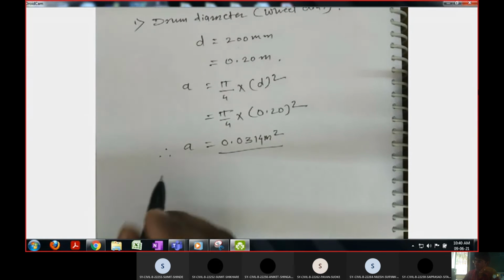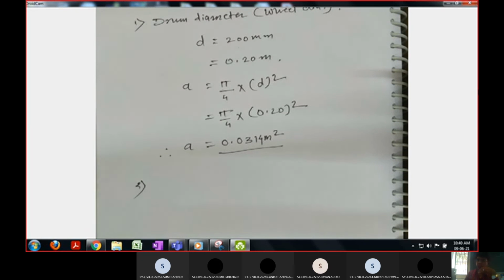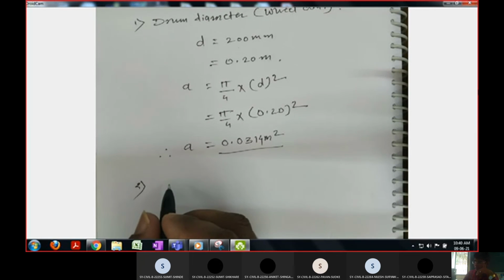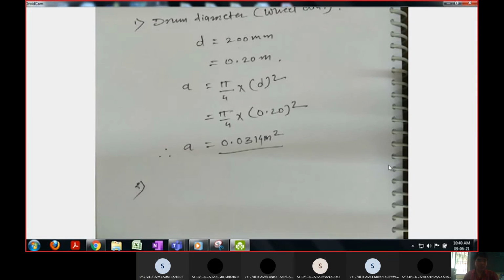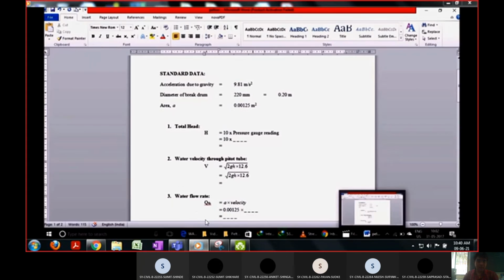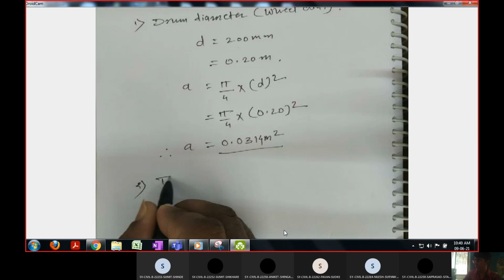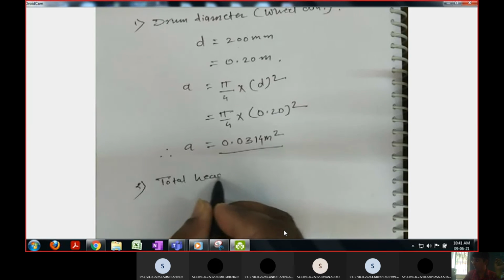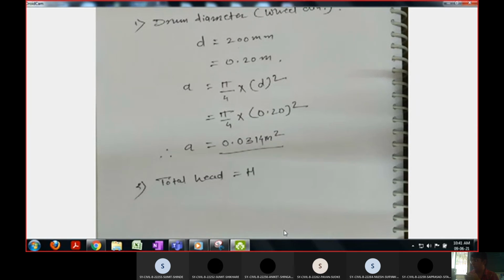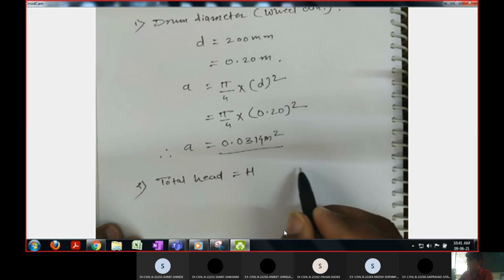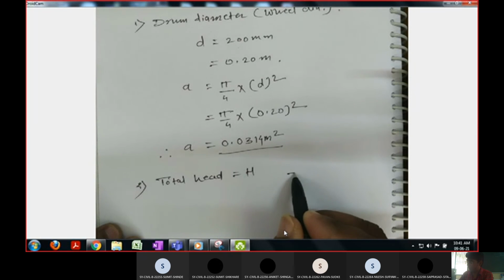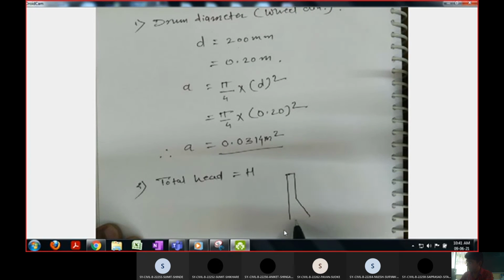Now second, as per the observation table, we have to calculate the total head on the turbine, that is H. So total head means what? For example, I am going to draw the diagram again. Look at the diagram of a dam and turbines. A small diagram I am going to draw here.